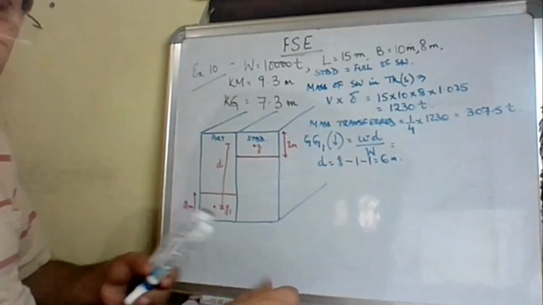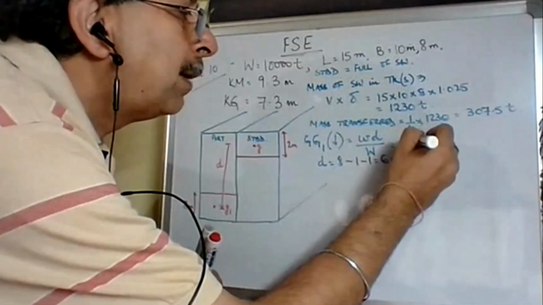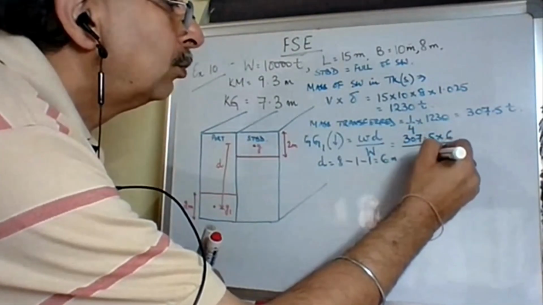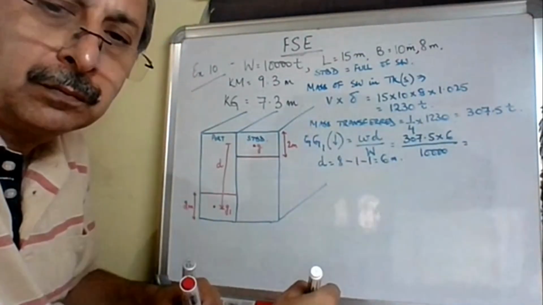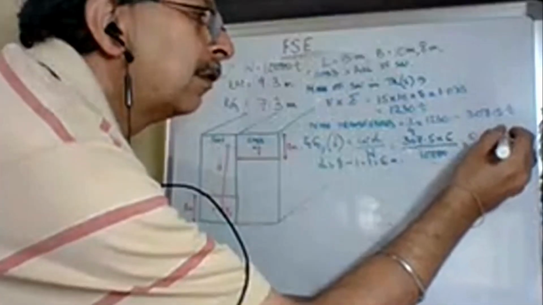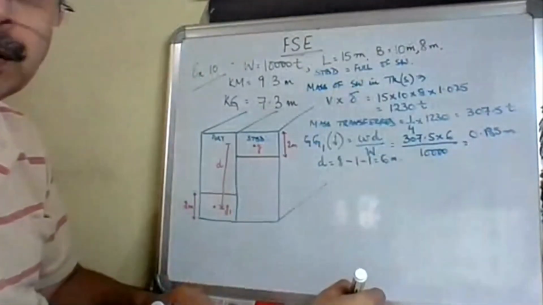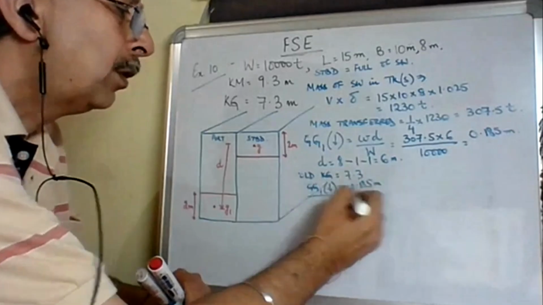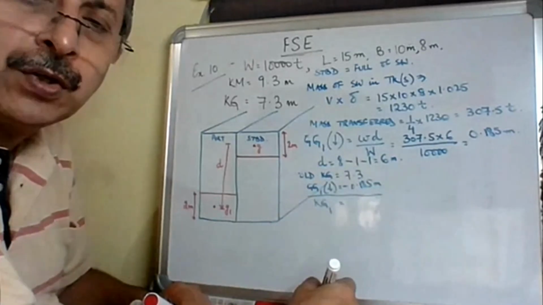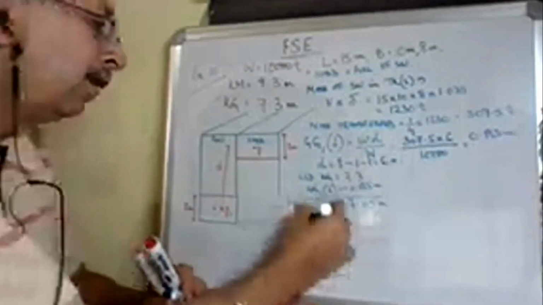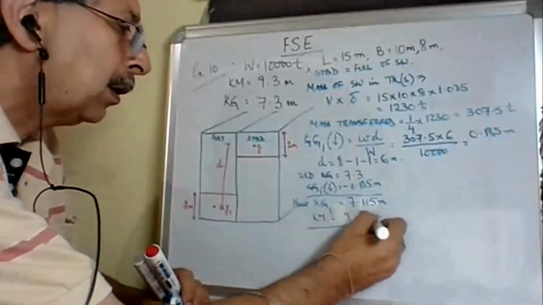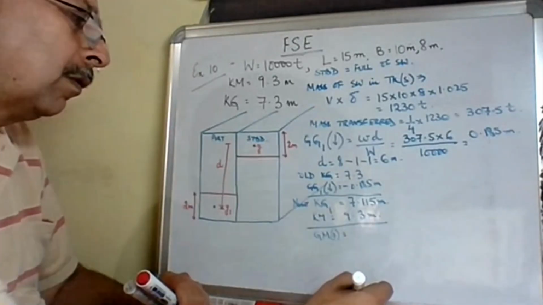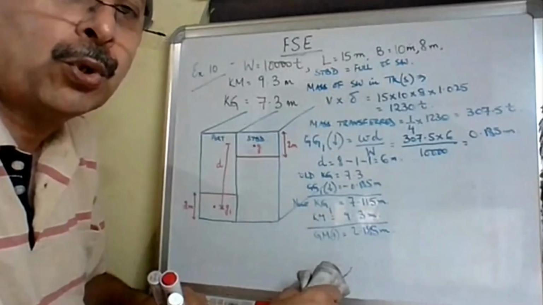Yes sir. Okay. So put the values 307.5 into 6 divided by 10,000 will give you GG1. Sir, 0.185. Okay. Now old KG was 7.3. GG1 downward is 0.185, so minus because it is going down. So KG1 will be how much? That is your new KG. Sir, 7.115. All right. KM is 9.3. So can you tell me the GM solid? Sir, 2.185. Any doubts up till here? Is this okay? All right.